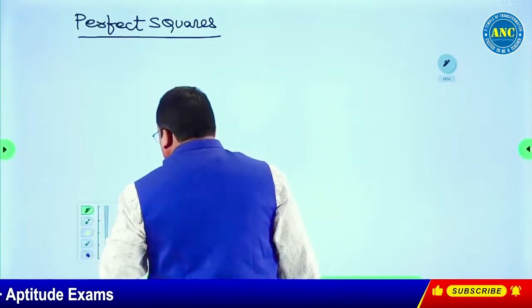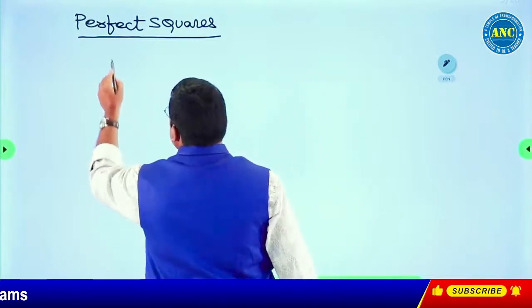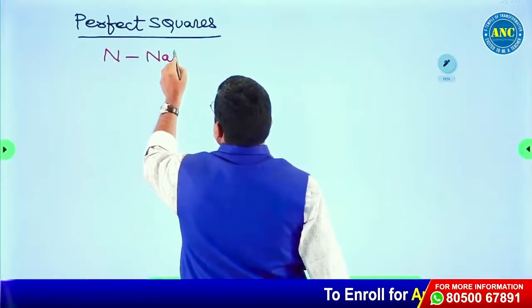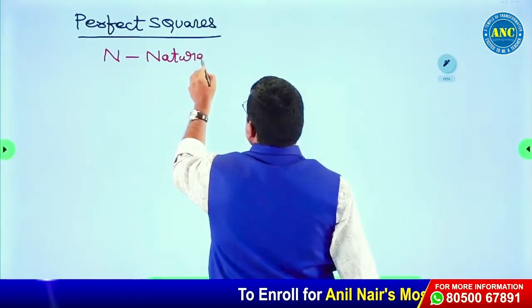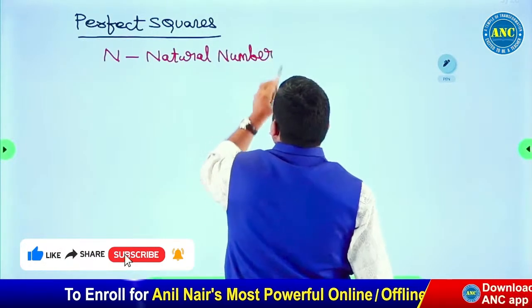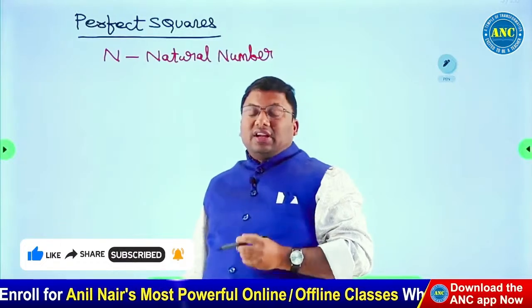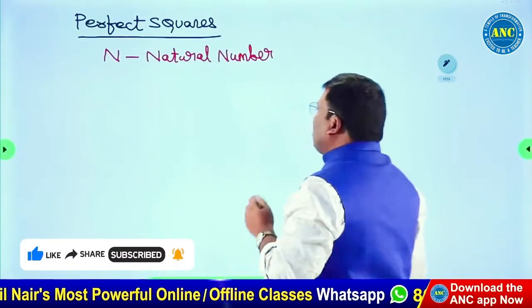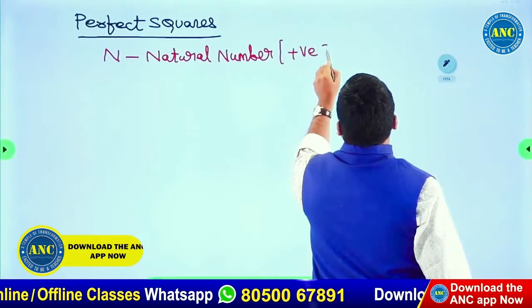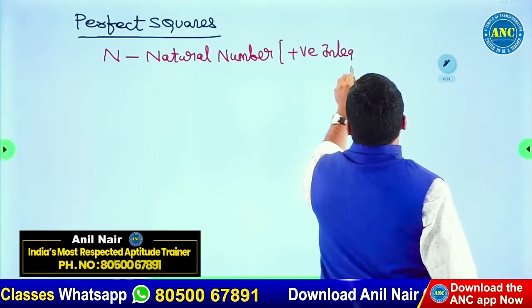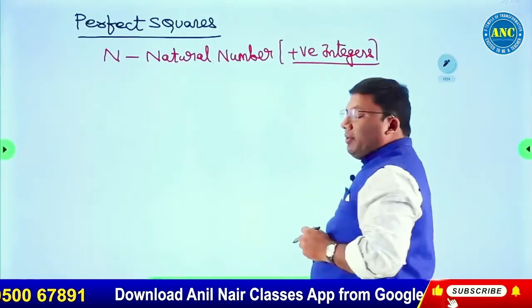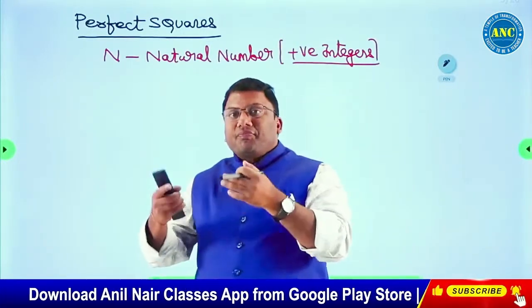What is a perfect square? Suppose I take a number, a natural number. What is a natural number? In integers, there are negative integers, there is 0 and there are positive integers. The other synonym for a natural number is a positive integer. Integers which are positive are also called natural numbers, the numbers which can be counted.